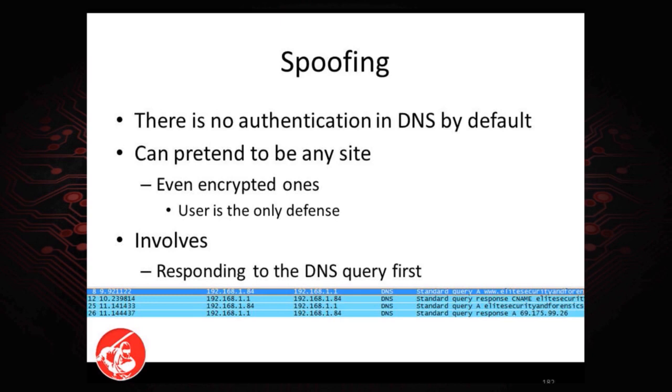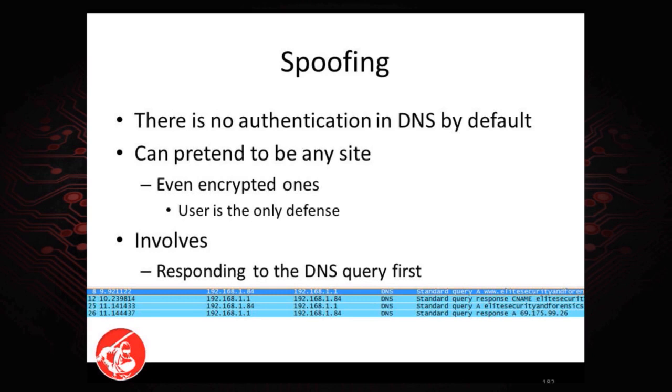You've all seen this before. You go to a website and it comes up and says, I can't validate this site. And you click on, I understand the risks, confirm exception, add exception, all that type of stuff. You just accepted a spoofed or a man-in-the-middle attack. That was your one protection telling you that, hey, this certificate's not signed by a valid authority, and you allowed it anyway.